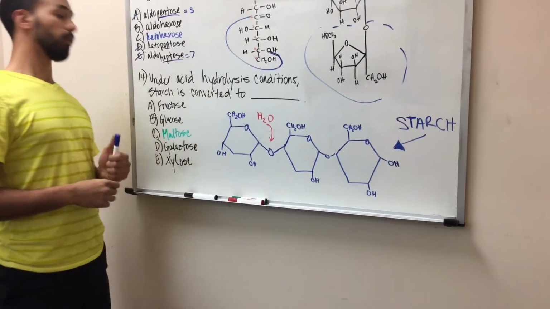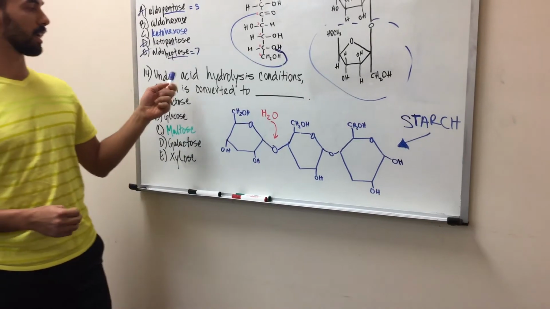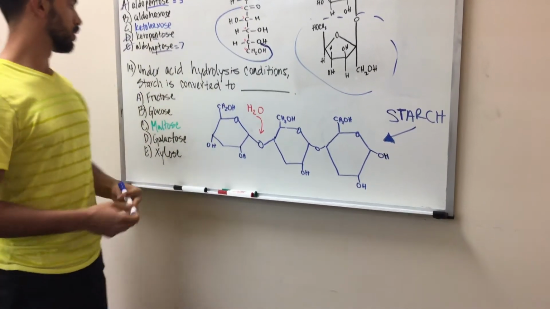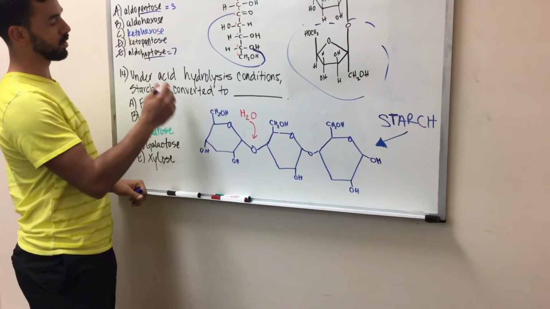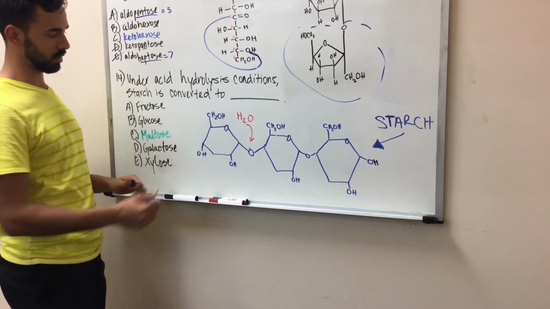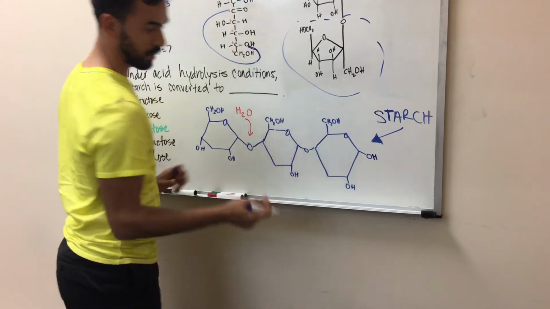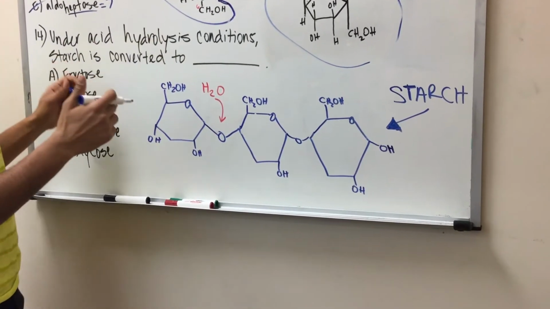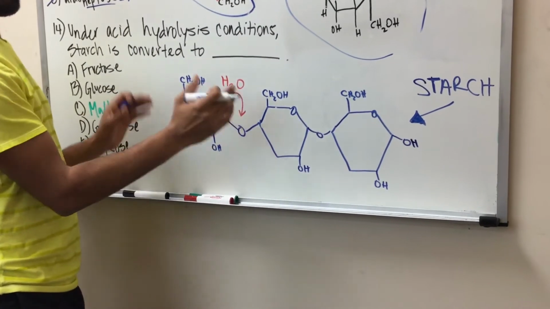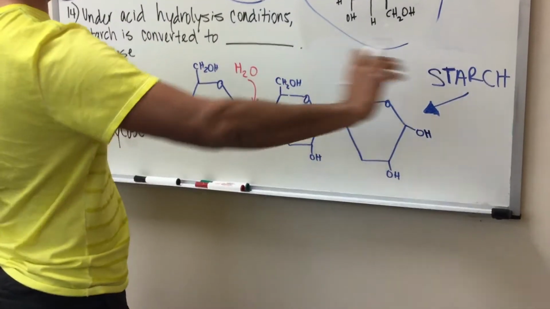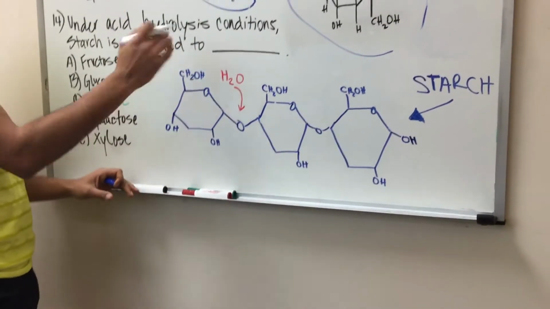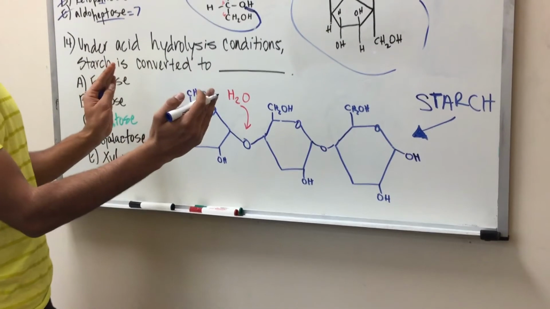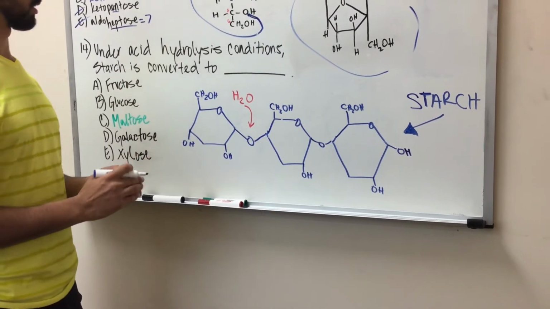Okay? Number 14 says, under acid hydrolysis conditions, starch is converted to blank. So we want to know what starch is converted to under acid hydrolysis. The question already says it. This right here is a smaller version. So if you would zoom into the whole starch molecule, this would be starch. Okay, so let's just cut it down. There's a lot more monosaccharides attached to this polysaccharide chain. But this would be a smaller version, just for simplicity's sake.